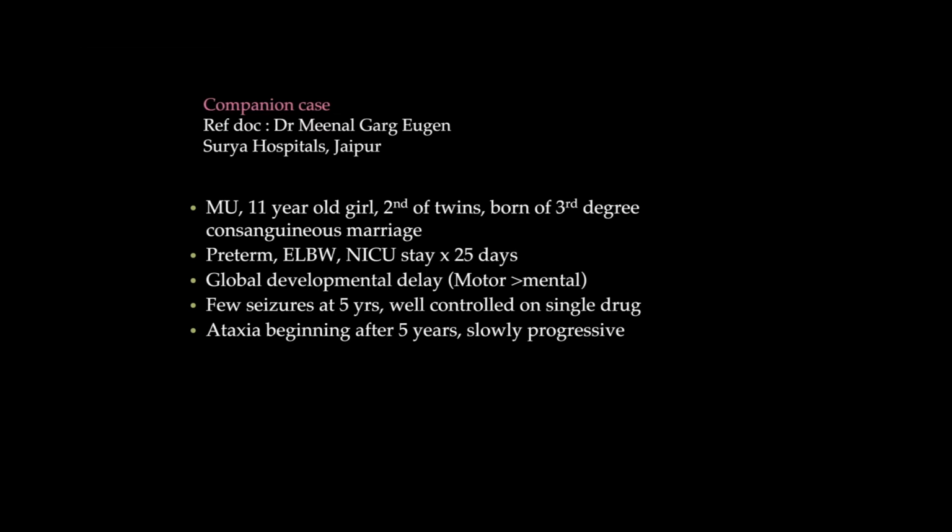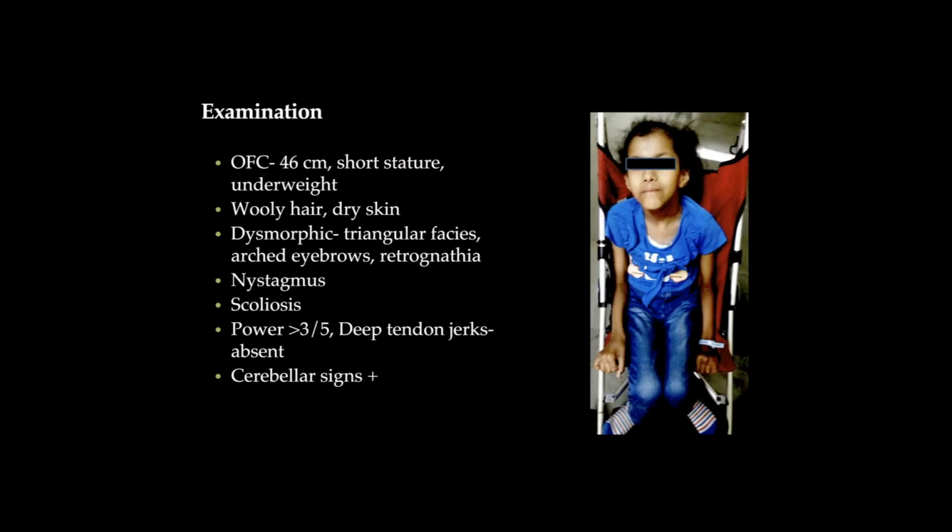She had a few seizures at around 5 years of age and was given only a single drug for them, and these seizures were controlled. And then she developed ataxia and motor difficulties after 5 years of age, which were slowly progressive. So she came to us at 11 years, and at this time on examination, she had microcephaly, she had short stature, she was underweight, and in motor difficulties, she was only able to sit with support.